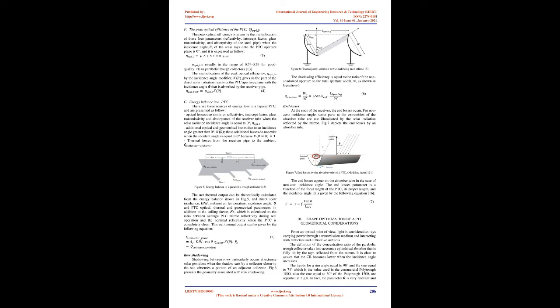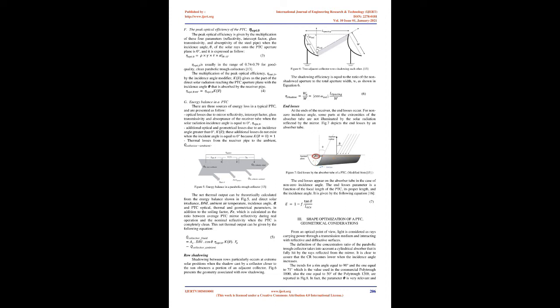This parameter represents an empirical correlation to experimental data on a parabolic trough collector. It includes all optical and geometric losses in a PTC generated by an incidence angle greater than 0. The peak optical efficiency of the PTC is given by the multiplication of these four parameters: reflectivity, intercept factor, glass transmissivity, and absorptivity of the steel pipe, when the incidence angle of the solar rays onto the PTC aperture plane is 0 degrees, and it is expressed as follows.